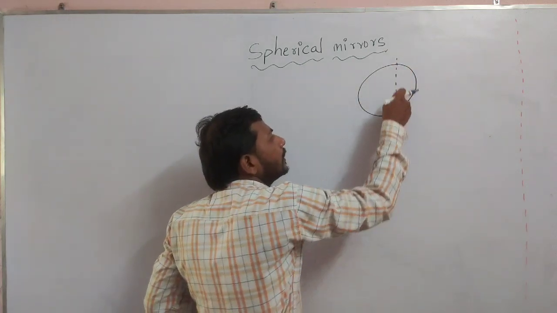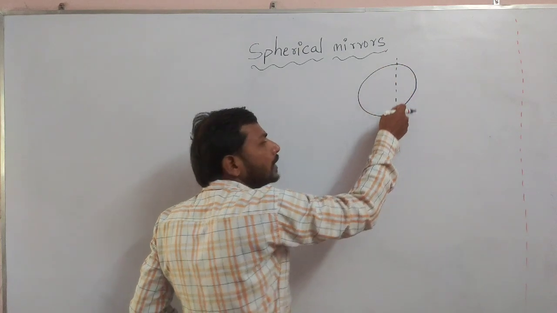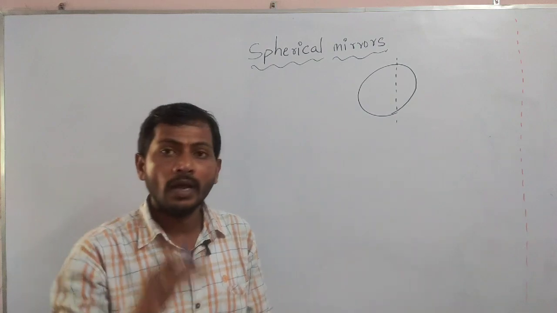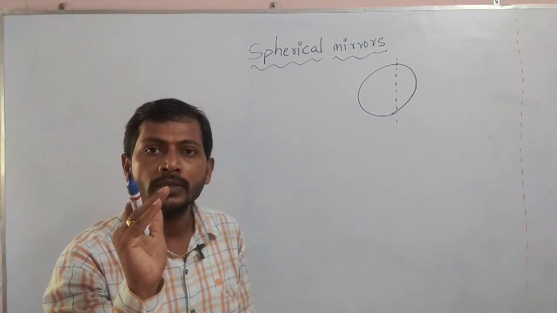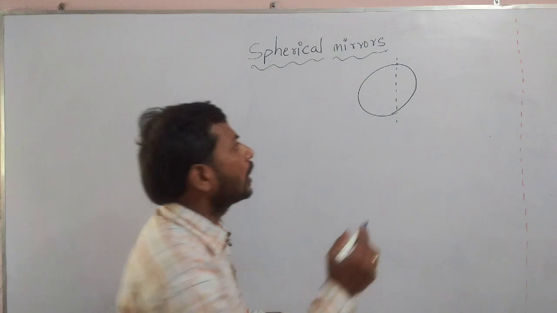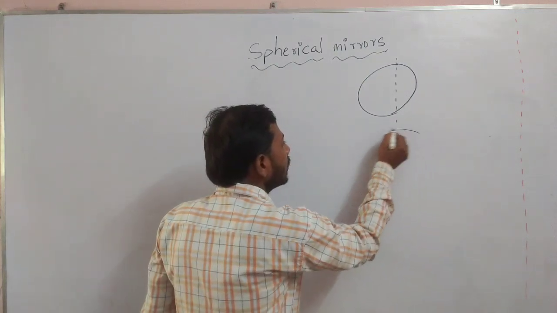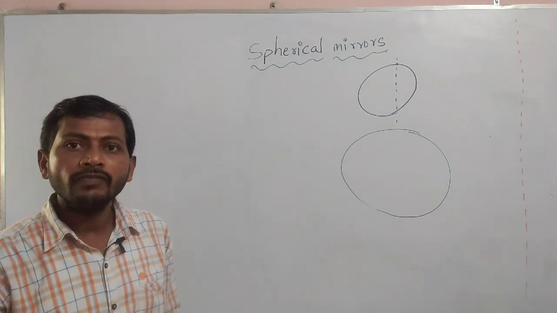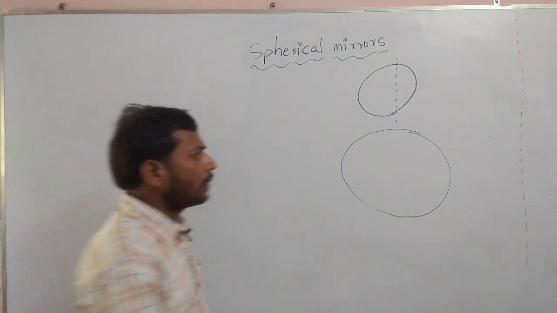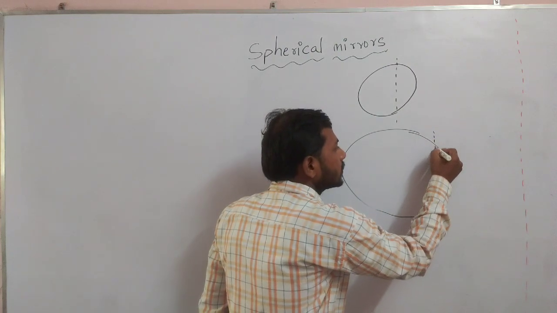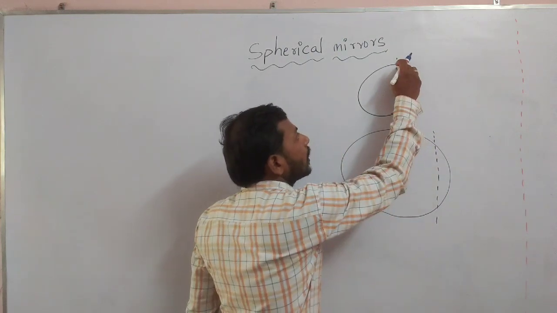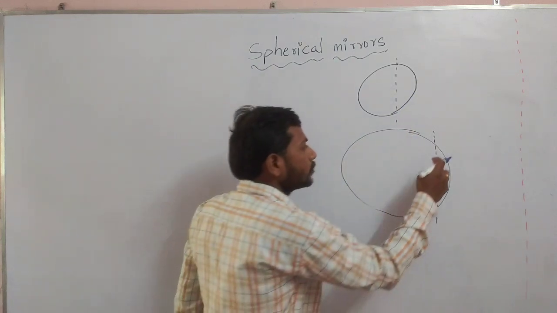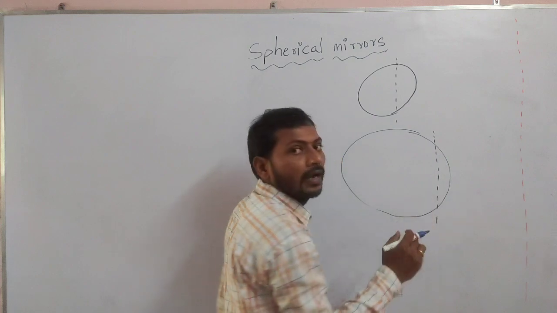Then I am going to cut like this. This dotted line represents that I am cutting the globe. Sir, I don't want that much curvature, that much bending. I want less. Then I take a very big sphere, and after taking the big sphere, I cut it like this. Observe here, the curvature is more. Here, if you observe clearly, the curvature is less.